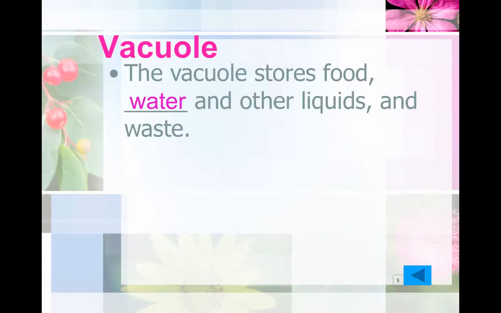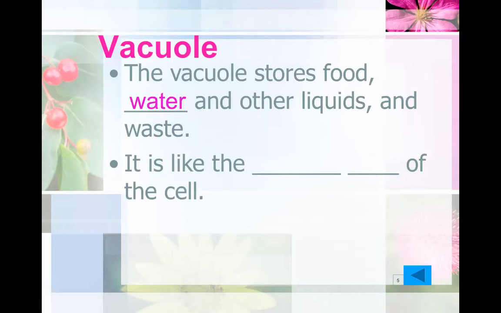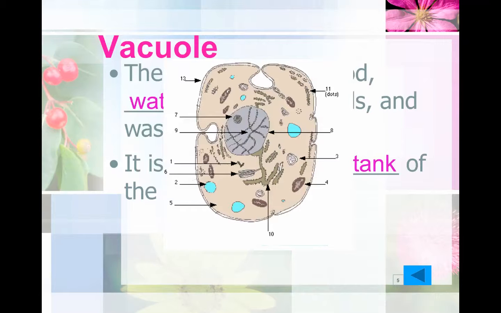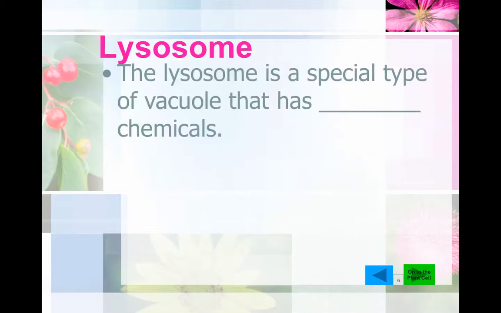Vacuoles. They store food, water, and other liquids. They're like the storage tank of the cell. This is a representation of an animal cell. You can see that there are many vacuoles in this particular cell.